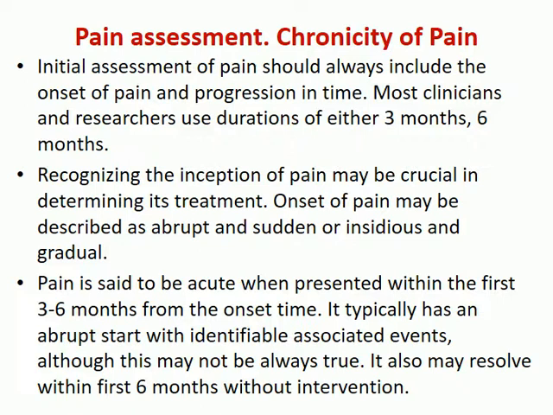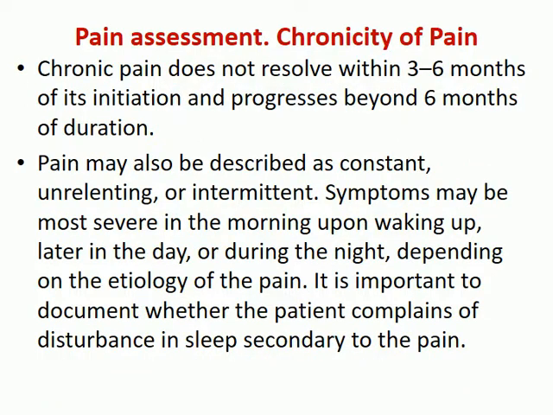Pain assessment. Initial assessment of pain should always include the onset of pain and progression in time. Most clinicians and researchers use a duration of either 3 months. Recognizing the inception of pain may be crucial in determining treatment. Pain is said to be acute when presenting within the first 3 months from the onset time. It typically has an abrupt start with an identifiable associated event, although this may not always be true. Chronic pain does not resolve within 3 months, and its initiation and progression extend beyond 6 months of duration.